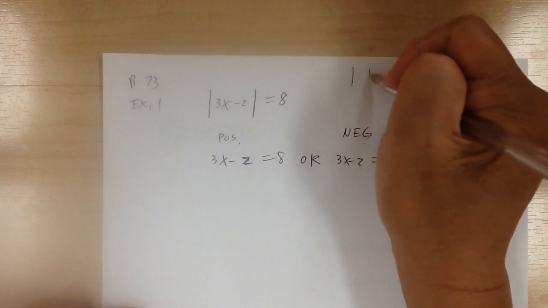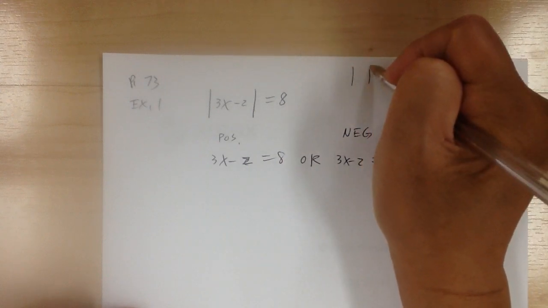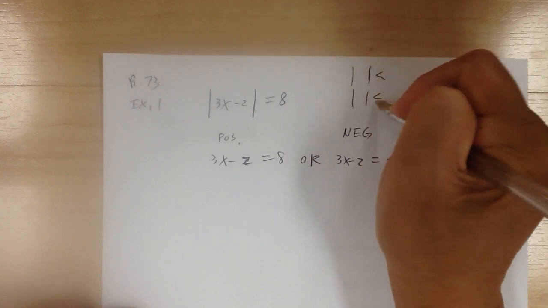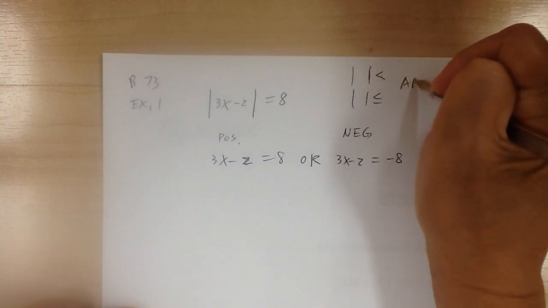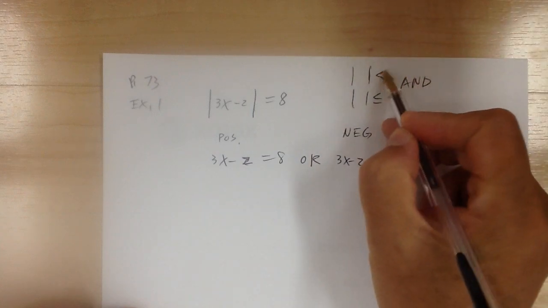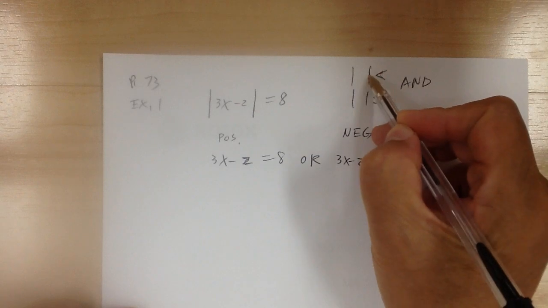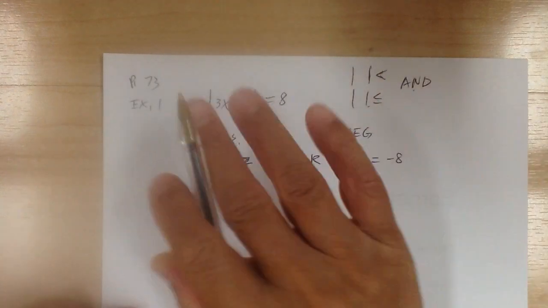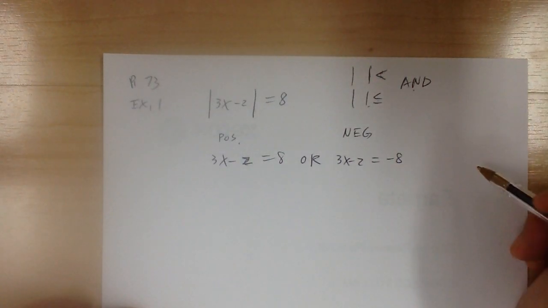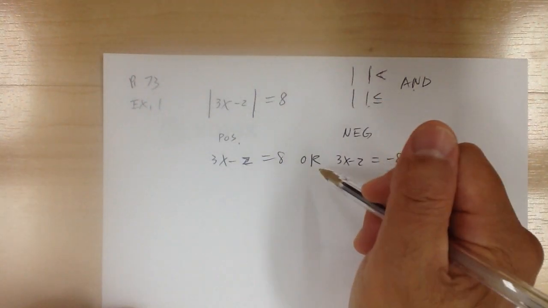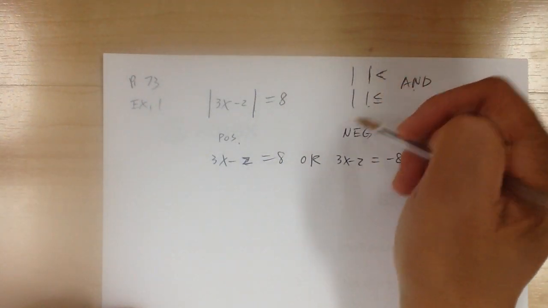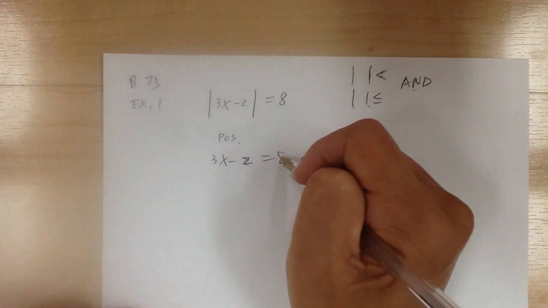So the way to tell if it's or and is this. When you have the inequality arrow pointing toward the absolute value, that's and. Everything else is or. So that's why this is or. Again, if it points toward the absolute value, it's and. Everything else is or.